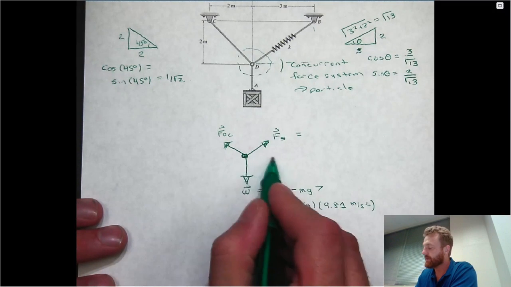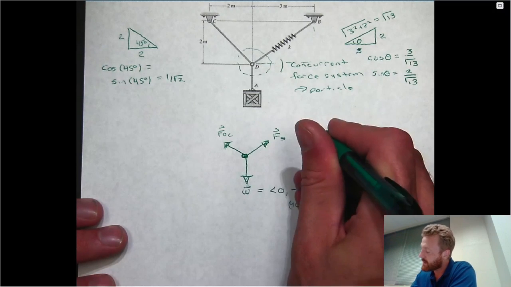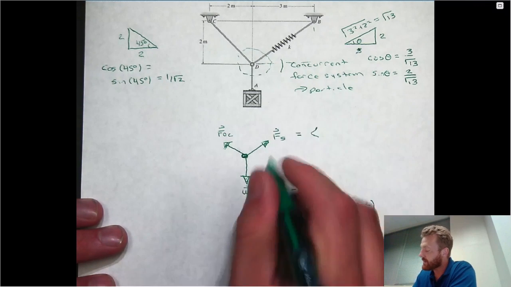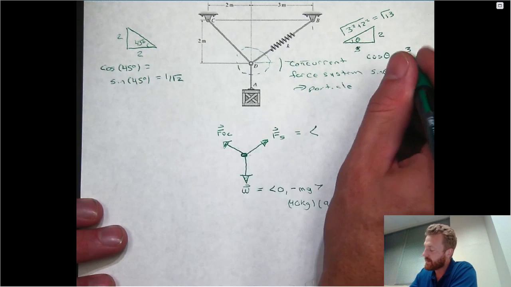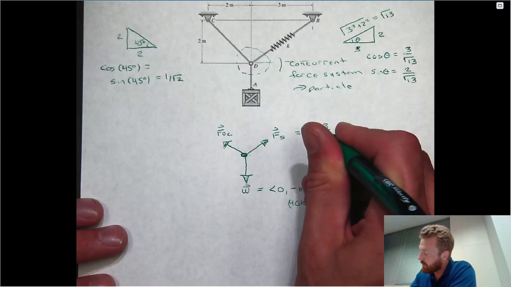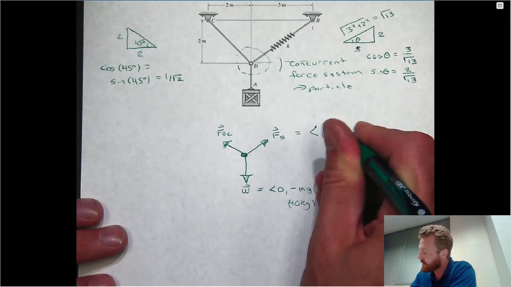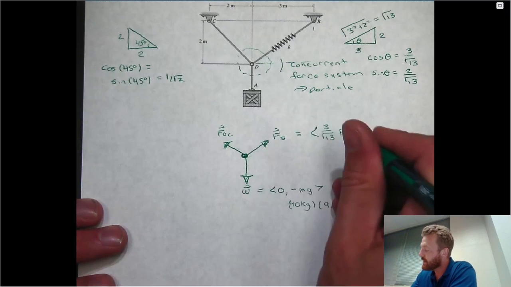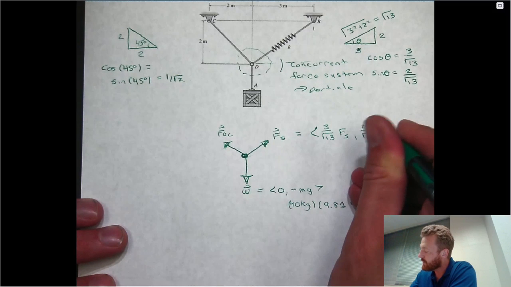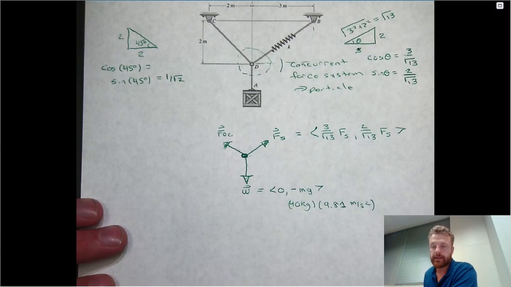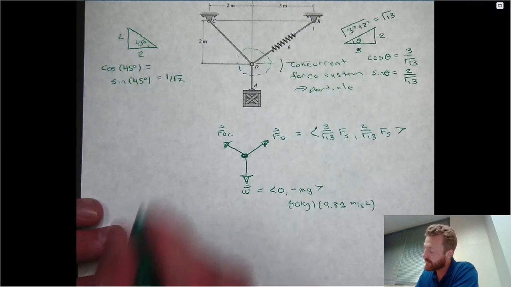Fs is going to have a positive x and a positive y component. It won't need adjusted. In order to get its x component, we would multiply the magnitude times the cos theta, but we know cos theta is 3 over root 13, and that's going to be multiplied by that unknown x component. The y component is going to be the sine of theta, which we know to be 2 over root 13. So that is an expression for decomposing Fs.